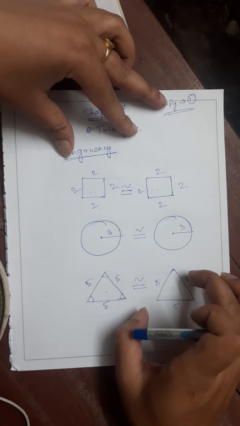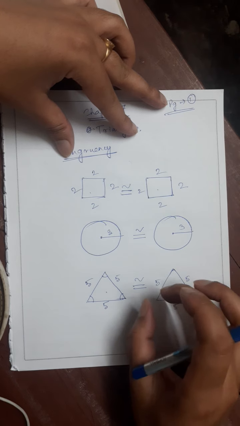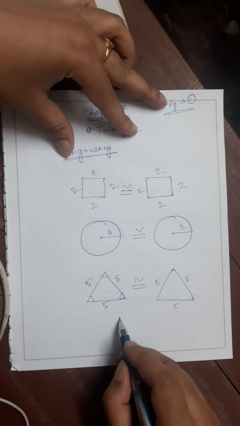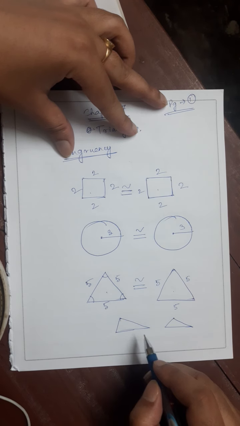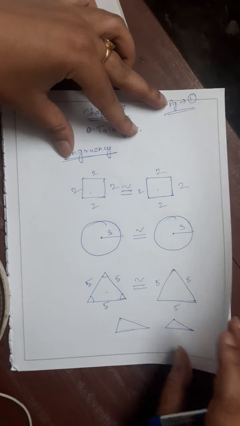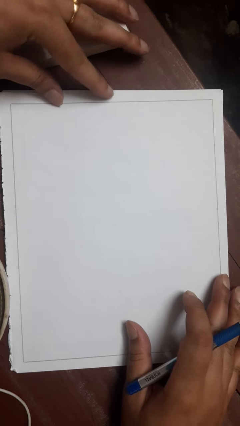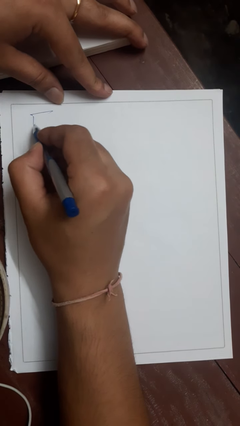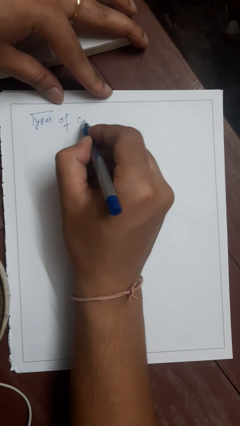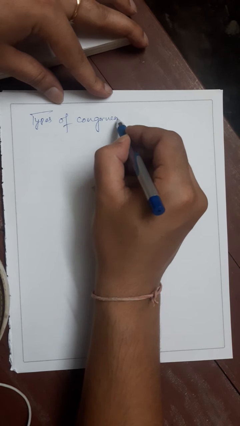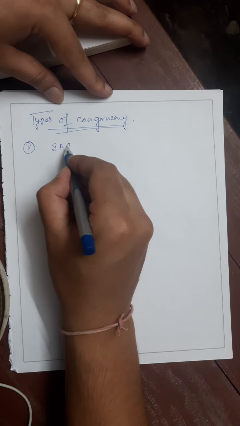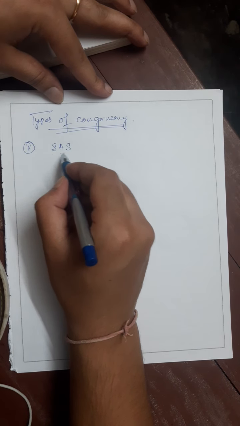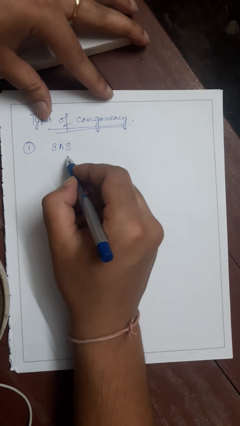So in case of triangle, we have different types of triangle: isosceles triangle, scalene triangle, and to prove their congruency, it is very difficult work. So we have placed some rules to prove two triangles are congruent. So we will first learn what are the different types of congruency. So the first one is side angle side. In short, we say it SAS, side angle side.